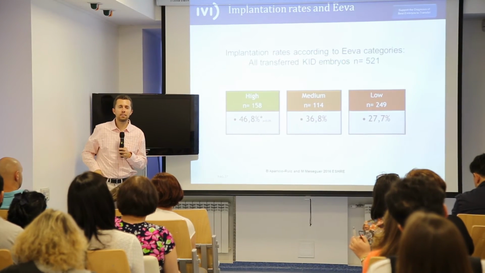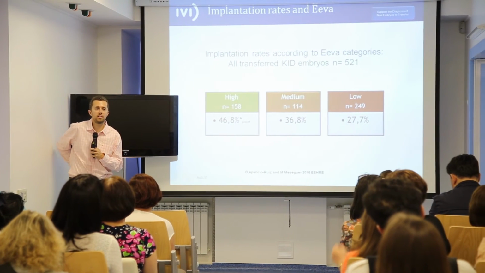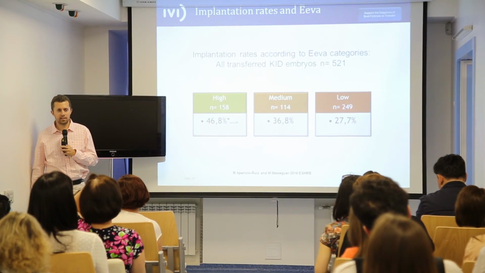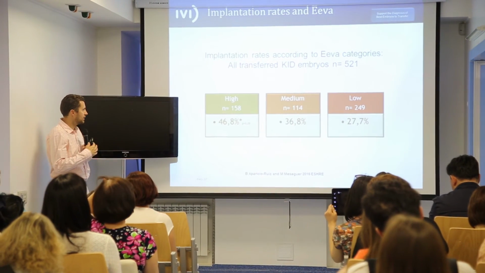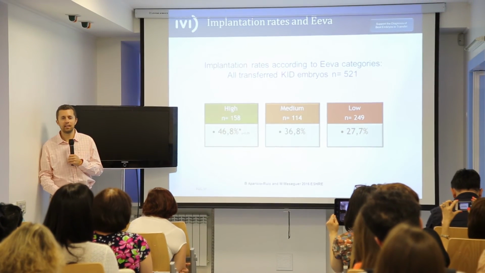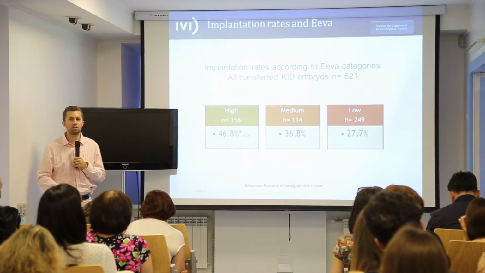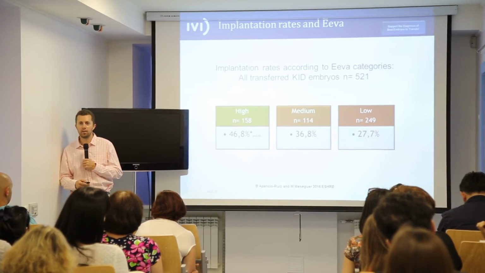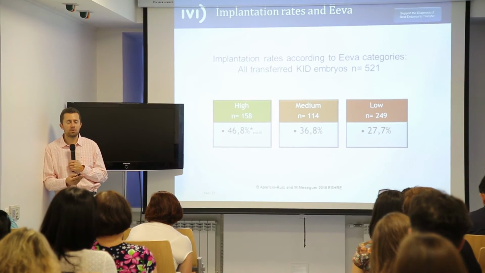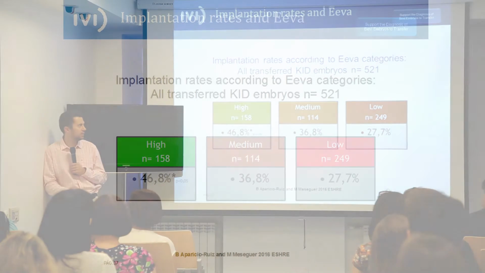So how does EVA work in the clinic? Well, we have been using EVA for around 2 years in our clinic, and we have the largest data set of that technology. And if you take a look, when the embryo is classified as high by the EVA, automatically the implantation potential is around 46%, and if it's classified as low, only 27%. Okay? So the machine automatically classifies your embryos, and that classification is related with implantation potential.